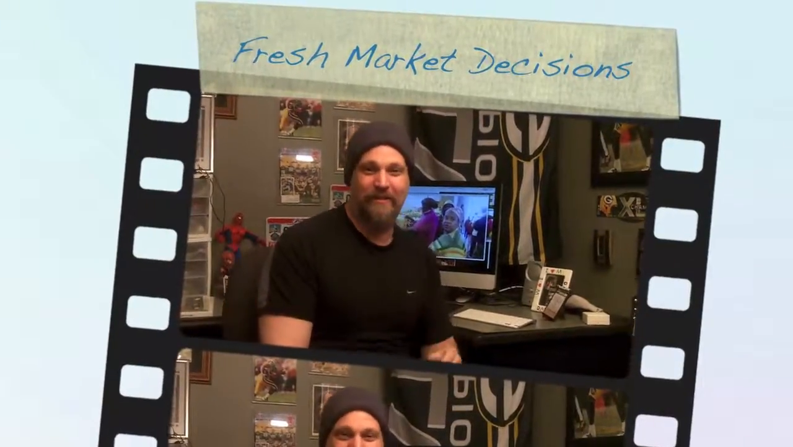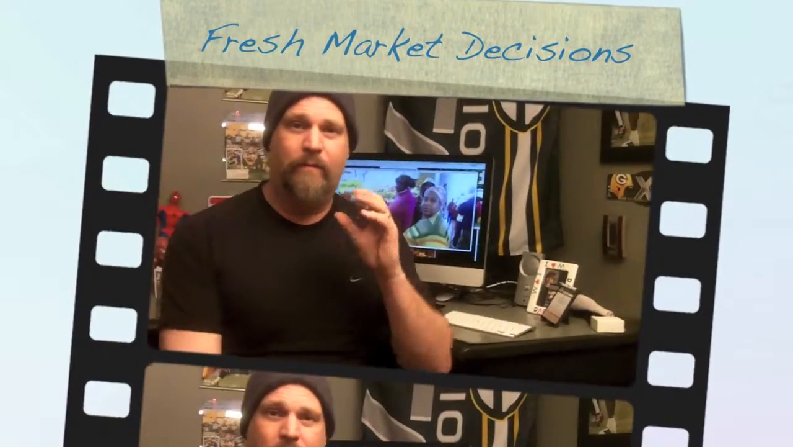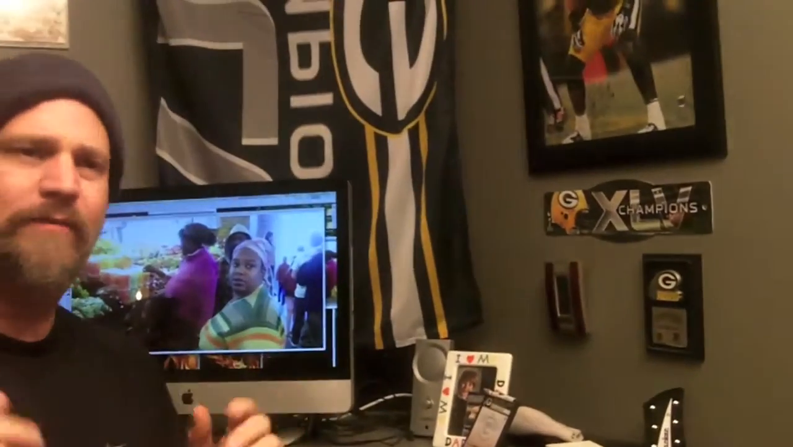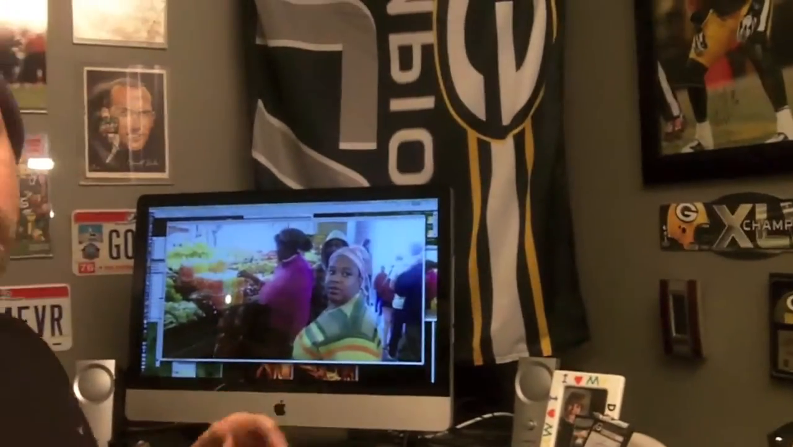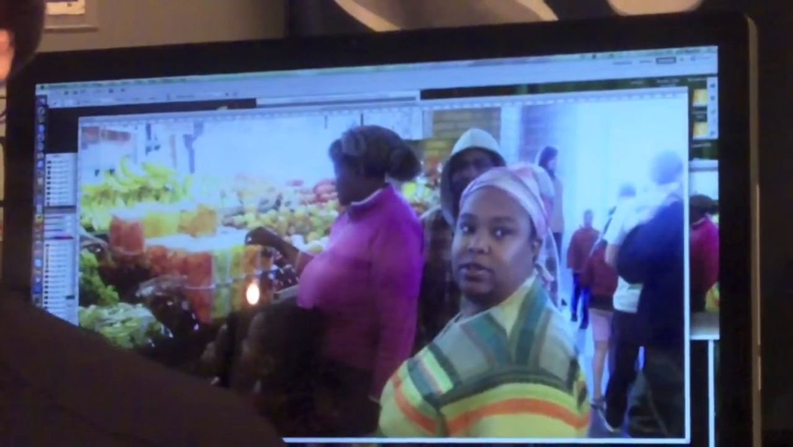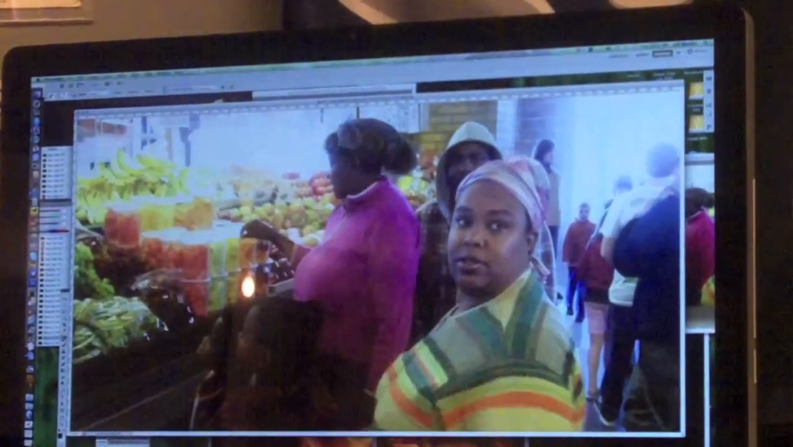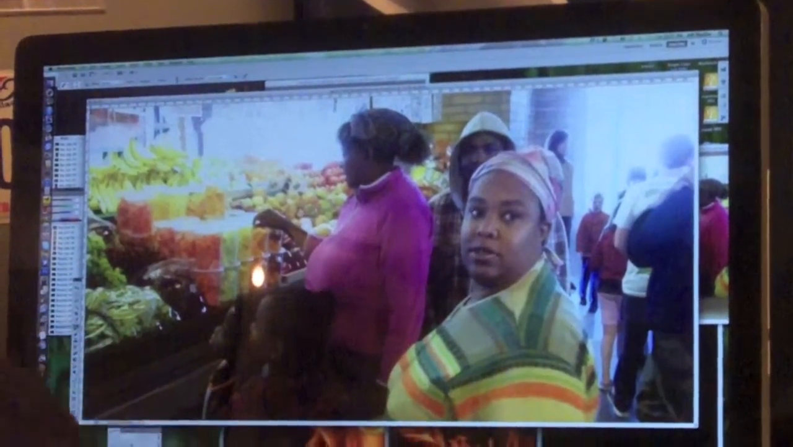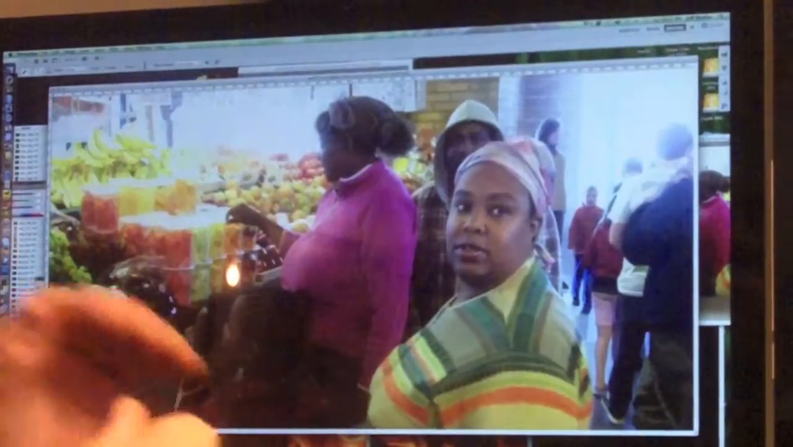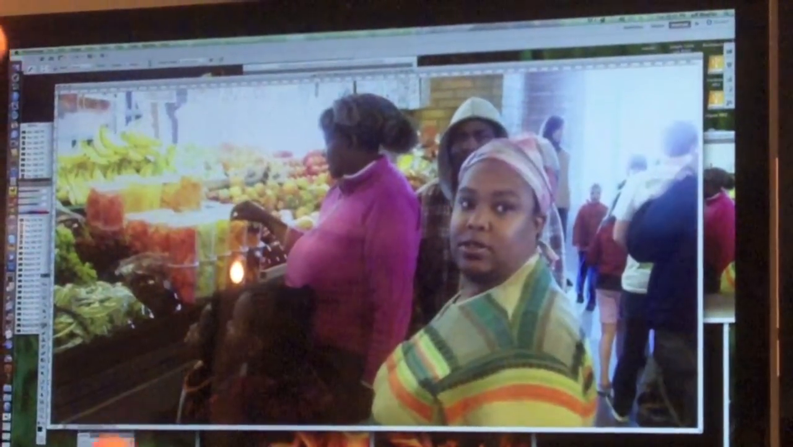Fresh Market Decisions. Now this painting, I have it up on the computer. The best way to describe the process is that I went out to the West Side Market in Cleveland with the idea of going there and getting a painting. So when I'm out there watching and looking, I'm looking for my 30 by 60 format. I'm thinking about it. I'm using my HD camera. I'm taking video.